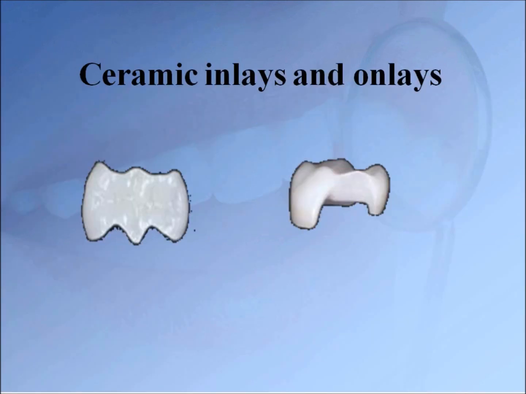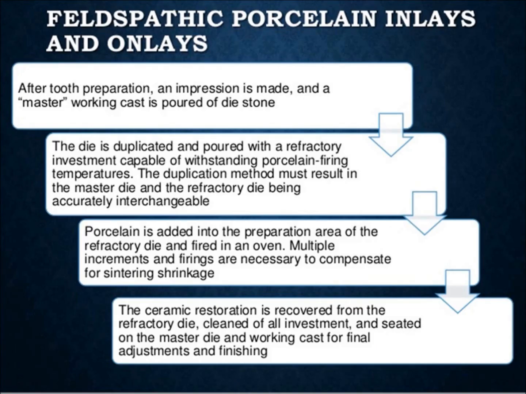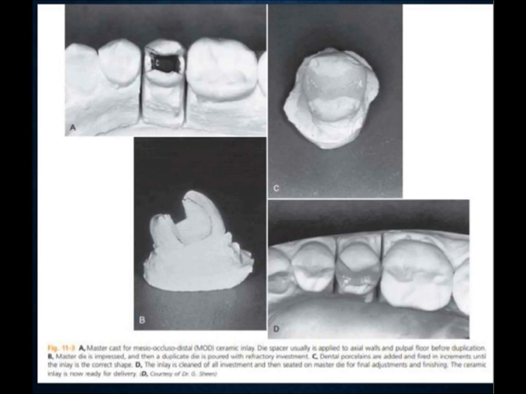Ceramic inlay and onlay. Feldspathic porcelain inlays and onlays. After tooth preparation, an impression is made and a master working cast is poured in die stone. The die is duplicated and poured with a refractory investment capable of withstanding porcelain firing temperatures. The duplication method must result in the master die and refractory die being of accurate dimension.